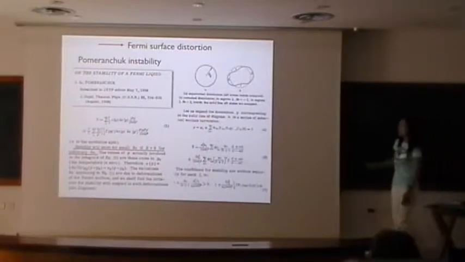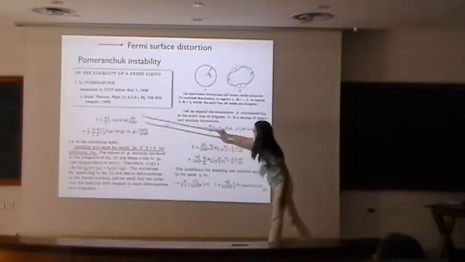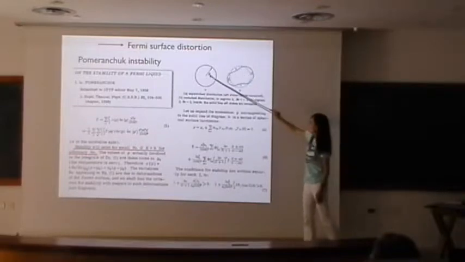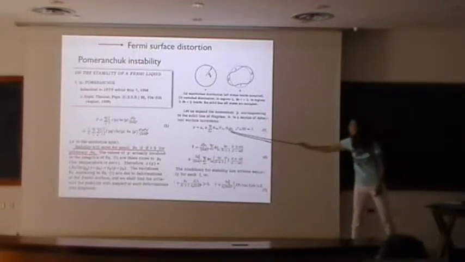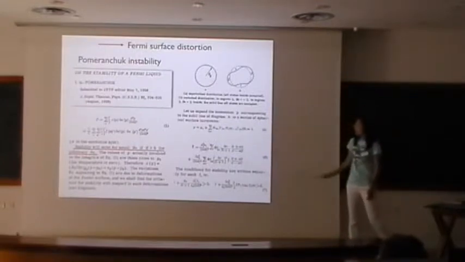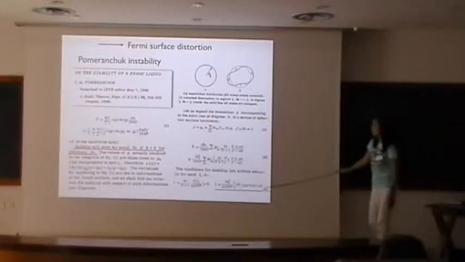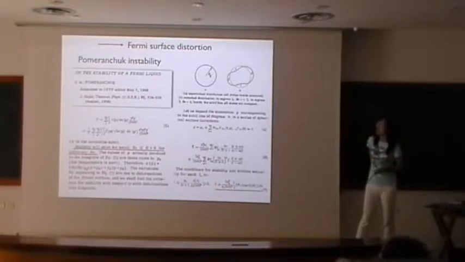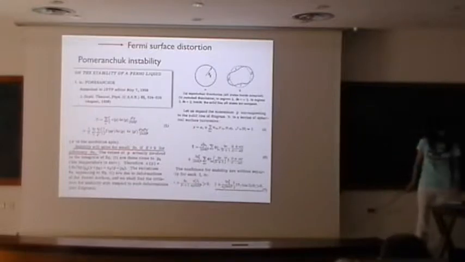So in this, you can see that this is a deformation of the Fermi surface. Introducing some perturbation, you can expand this deformation around the P0, and expand in spherical harmonic functions, and decompose into the different L channels, and at the end of the day, end up with an equation like that. If this equation is positive, that means the Fermi liquid is stable. If it's negative, then the Fermi surface is not stable, and that will spontaneously deform the Fermi surface. So that's called the Pomeranchuk instability.